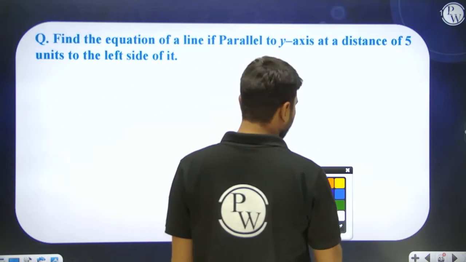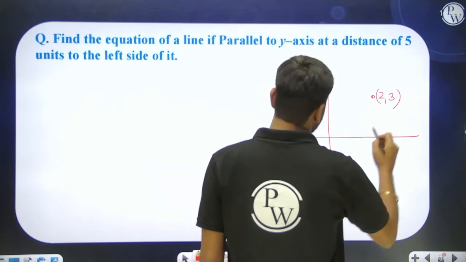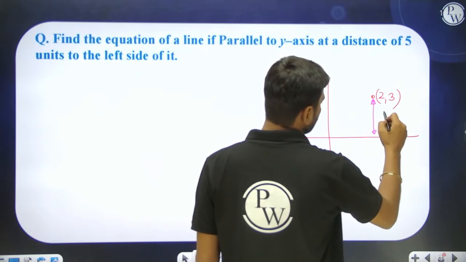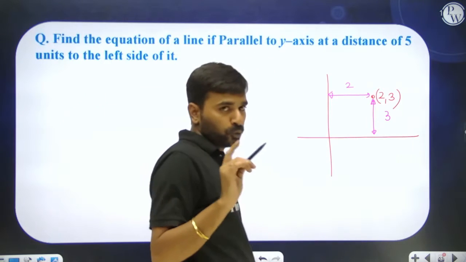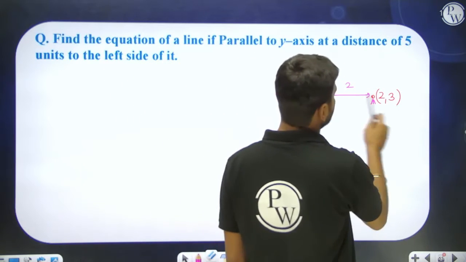Also, let me tell you a few points. If somewhere over here there is a point (2, 3), then what is the distance of this point from the x-axis? It is equal to 3, and what is the distance of this point from the y-axis? It is equal to 2. Also do remember these kinds of things. I hope you guys are clear with these particular things.